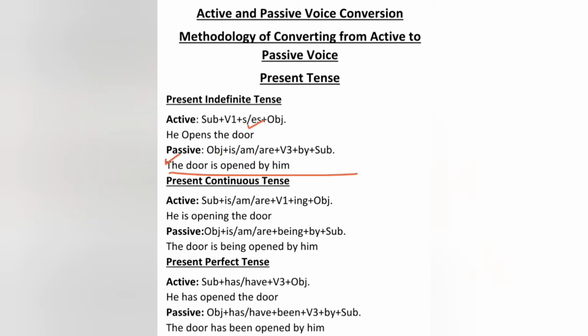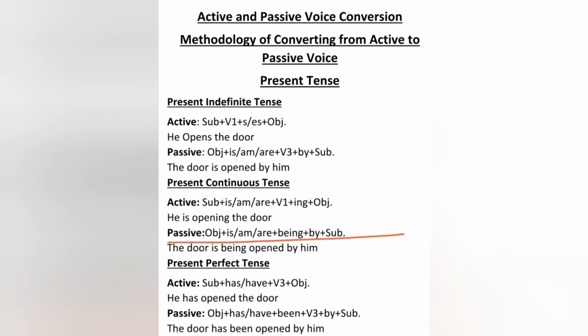Now dear students, whenever we change the pronoun from object to subject and subject to object, it changes its form. For example, if we have the pronoun he, then when it becomes an object, it will become him. Similarly, when we have the pronoun she in the active sentence, and when we change it into the passive sentence and it becomes the object of the sentence, then it will become her. Similarly, we change the pronouns accordingly.